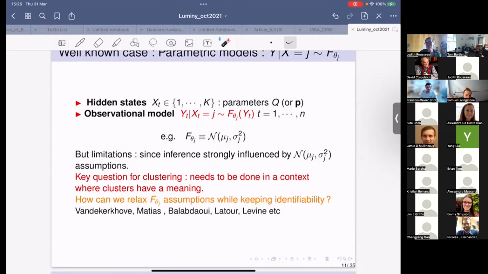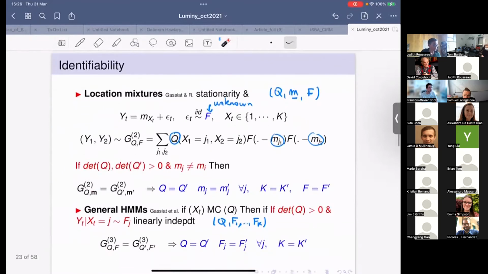So there has been quite a lot of work to relax these assumptions. In mixture models, for instance, people have tried to use log-concave densities and things like that, symmetric densities. But even if you force your density to be symmetric, it's still not fully identifiable. So unless you make specific assumptions, things are not identifiable, and then the clusters are not identifiable, for instance.